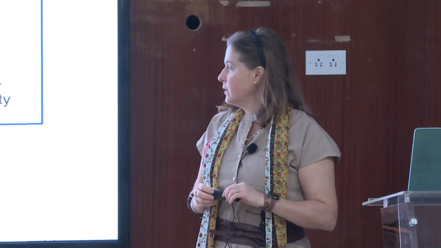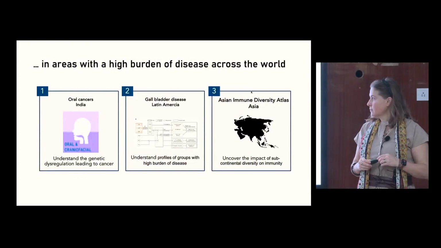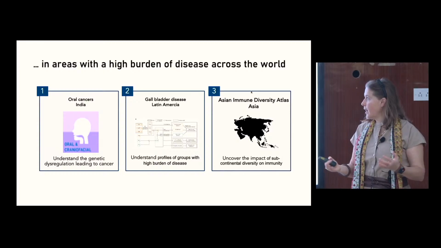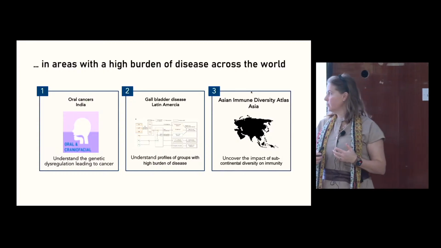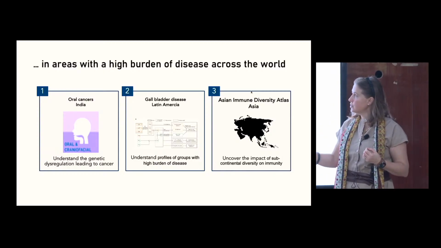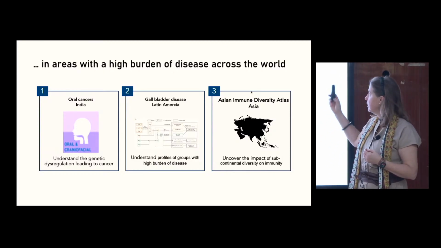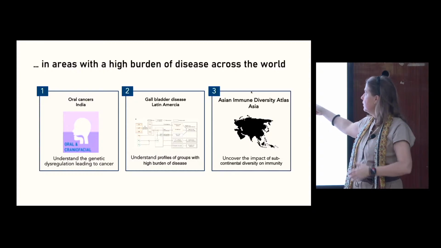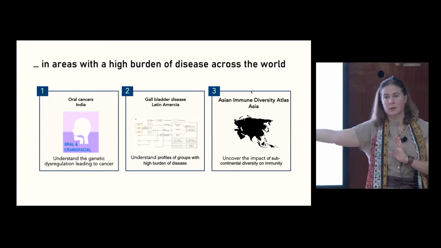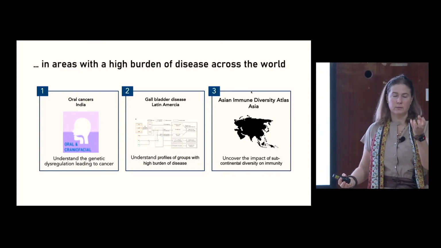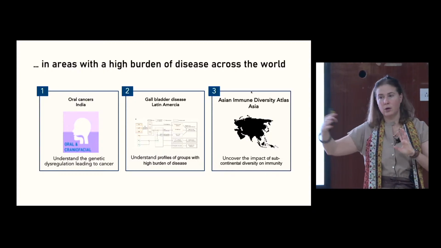I want to also mention that there are also Human Cell Atlas members that are addressing questions of interest around the world: oral cancers in India, gallbladder disease in Latin America, and of course Partha, Shyam, and others who are involved in the Asian Human Diversity Atlas, looking at blood cell composition, using single-cell methods from large numbers of samples and populations around the world.